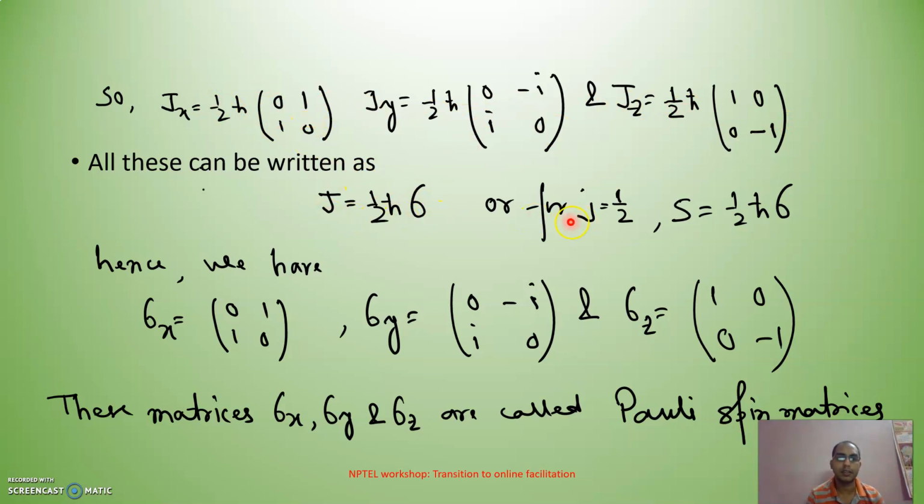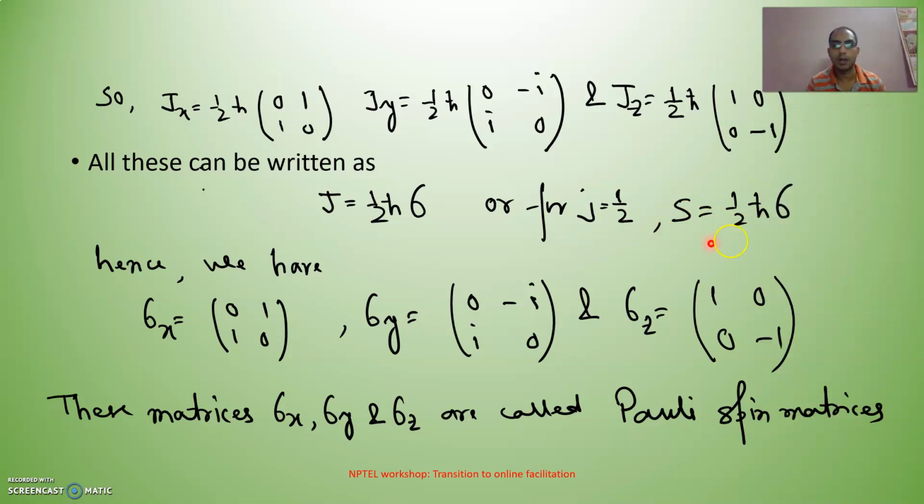Now, we are obtaining the matrix for j is equal to half. For j is equal to half, it is nothing but our spin angular momentum. So S is equal to half of h cut sigma. This sigma is nothing but our Pauli spin matrices: sigma x, sigma y, sigma z. Sx will be half of h cut sigma x, Sy will be half of h cut sigma y, and Sz will be half of h cut sigma z.